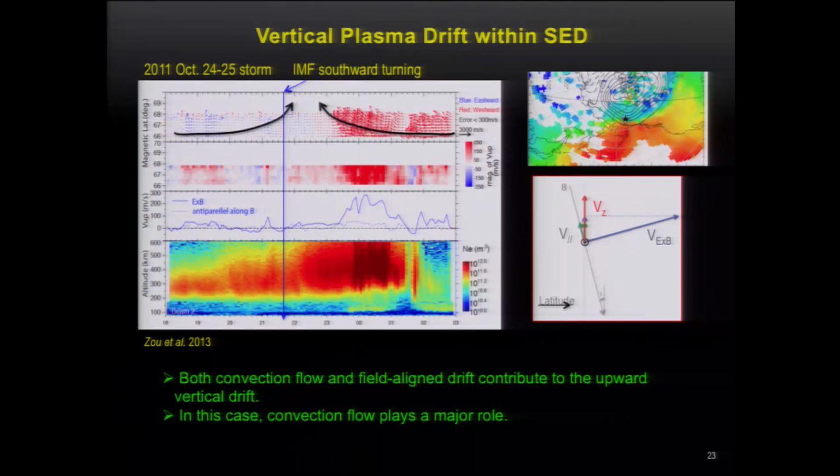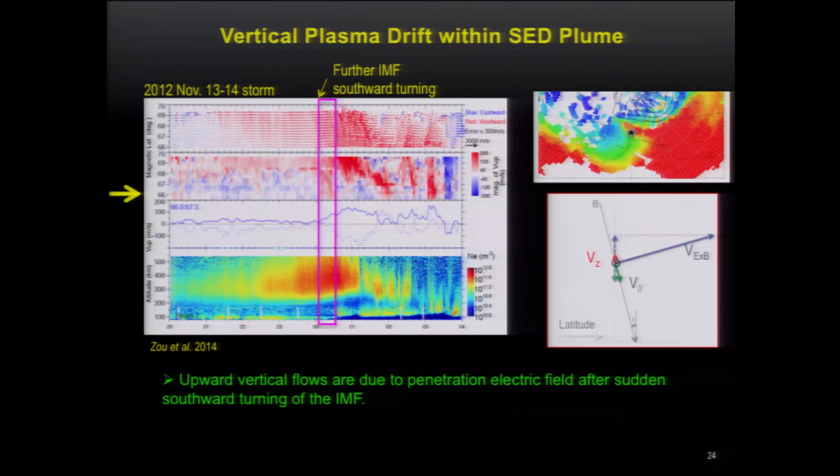Okay? Here is your SED. The noon is down here. This may be a little faint, but the solid line here is the contribution of the vertical flow from E cross B. The dashed line is from the field aligned component. In this case, both of them contribute to the upward vertical drift.